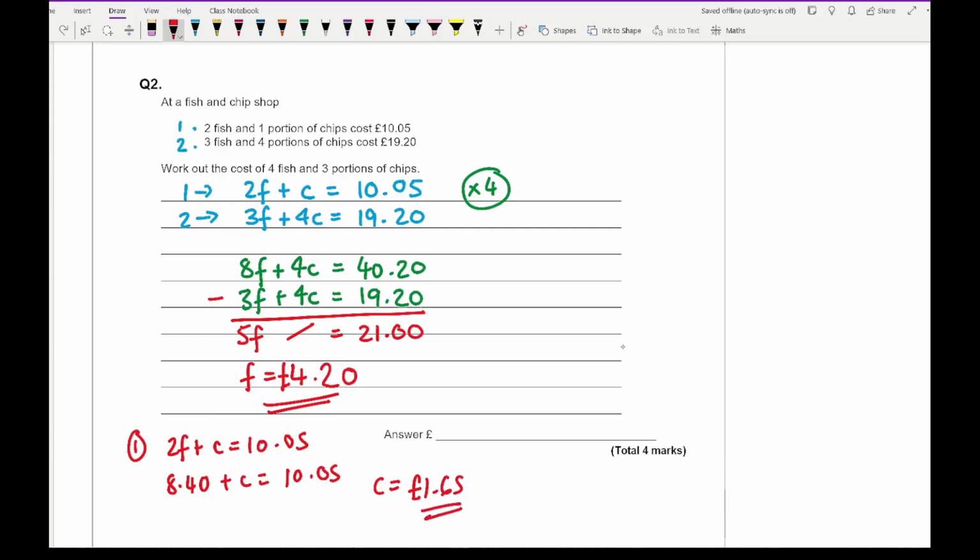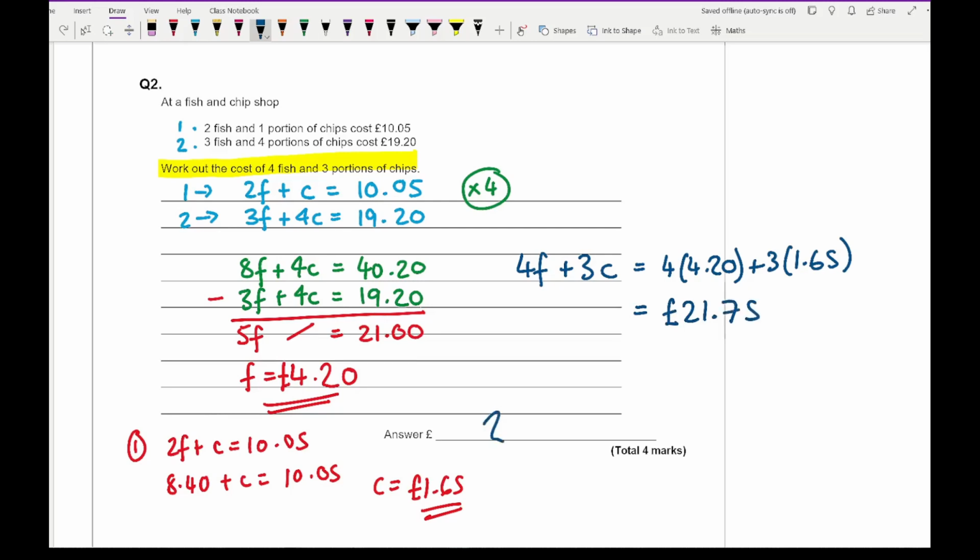£1.65. Now I've not finished the question because the question is asking me to work out the cost of 4 fish and 3 portions of chips. So therefore 4f plus 3c is going to equal 4 lots of £4.20 plus 3 lots of £1.65, and if I type that into my calculator I should end up with an answer of £21.75.